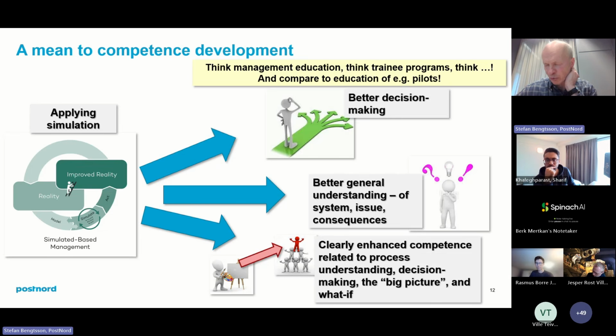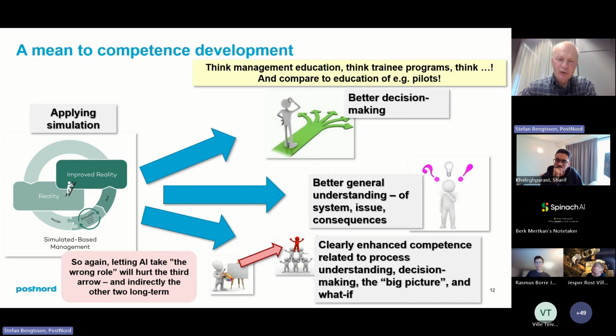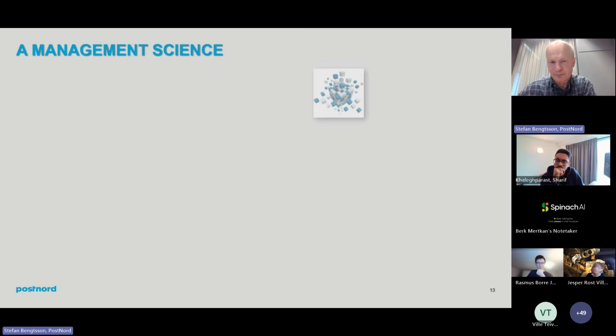And as Benjamin also points out, this is a very iterative process. You never know from the start exactly where you end up in the end. And therefore, you can never, for an LLM or an AI tool, define in a good way at the start where you want to end up in the end, because you realize that during the process. So again, letting AI take the wrong role will hurt the third arrow and thereby indirectly the two other arrows.